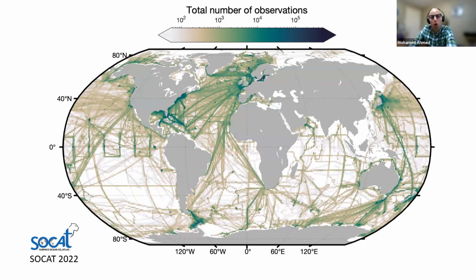To get a sense of the observations, here I'm showing you the total number of observations for the latest version of SOCAT. You can see we have good coverage in a few parts of the ocean, but there are many other parts where we don't have that many observations. And you can see this good coverage here; these are the ships of opportunity. They are equipped with underway systems that collect data as they travel between continents, which is really great.